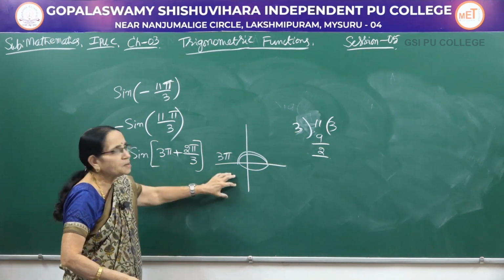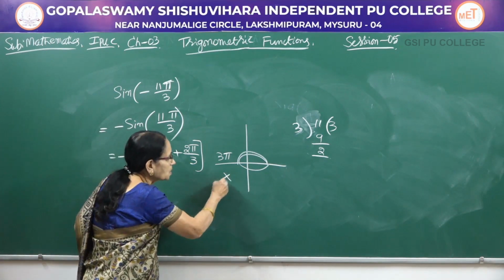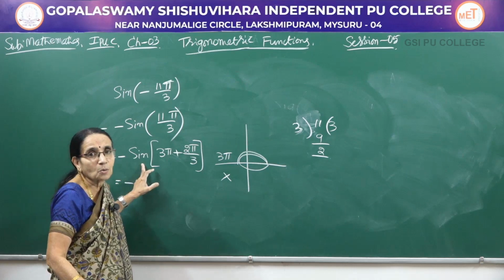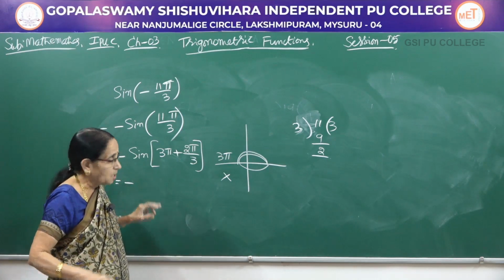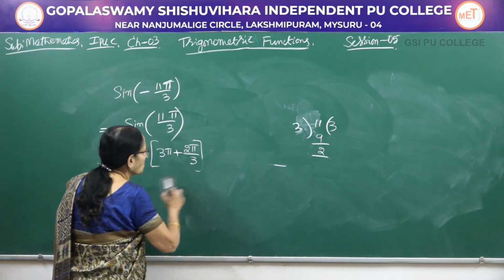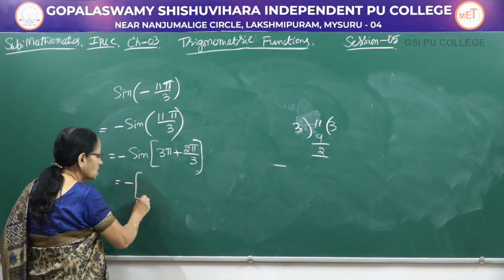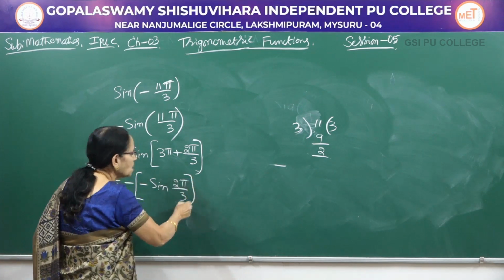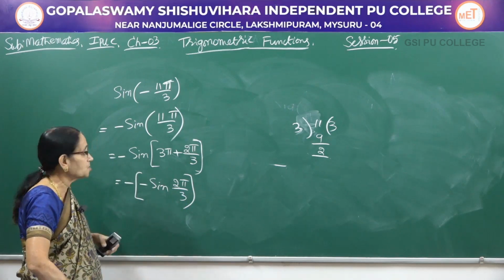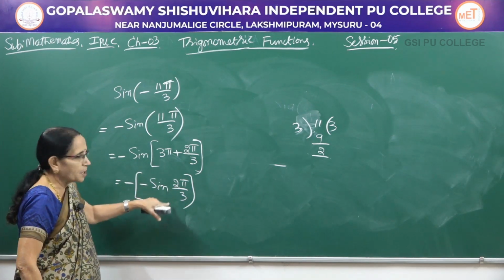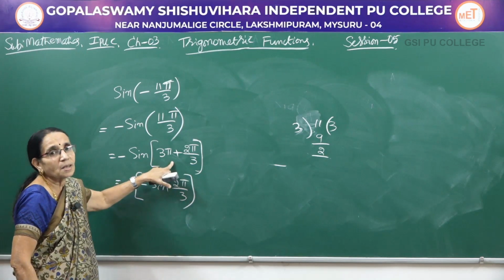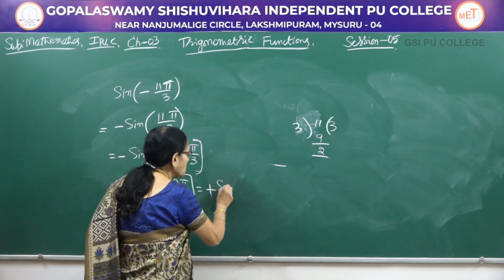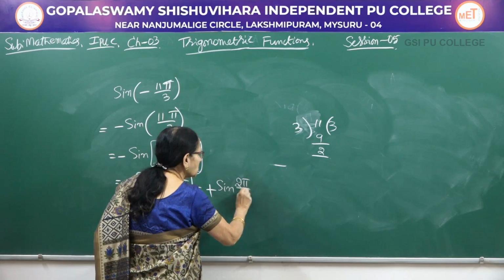So, 3 pi plus some angle, which quadrant is it coming to? It is coming to the third quadrant. In the third quadrant, is the sign negative or positive? It is negative. Therefore, in the next step, what you have to write is minus of sine of 2 pi by 3. I show the other method also, whichever you find easier you can do. Minus of sine 2 pi by 3, because this angle is lying in the third quadrant. So, minus of minus, it is plus. Now, write it as sine of 2 pi by 3.